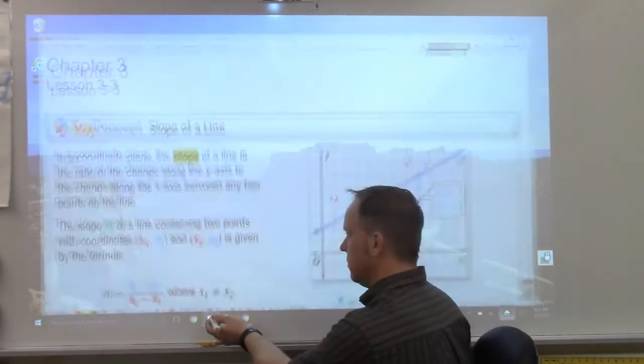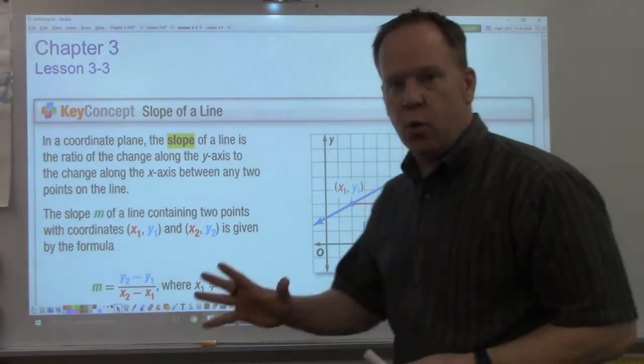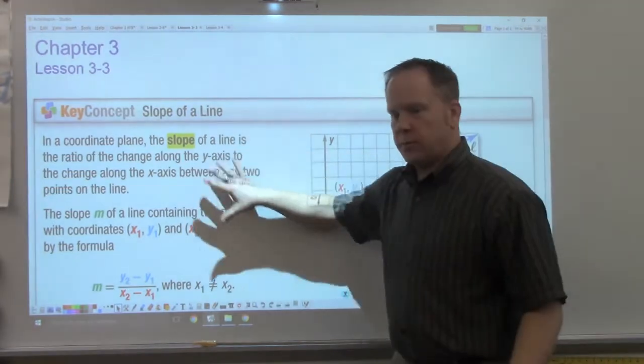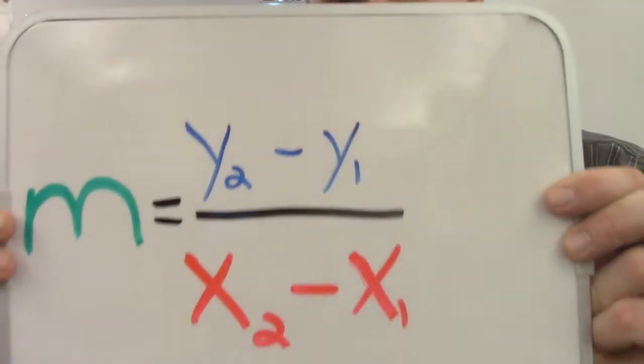Coming back at you. Quick algebra review, and then we're going to tie it into some geometry. Let's get started. Our key concept for today is slope. Here's our slope. All the words explaining it, simply stating this formula right here.